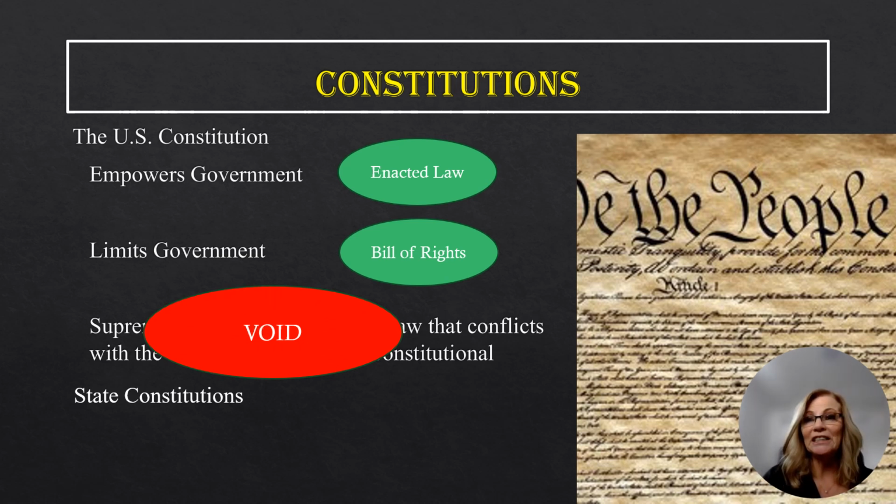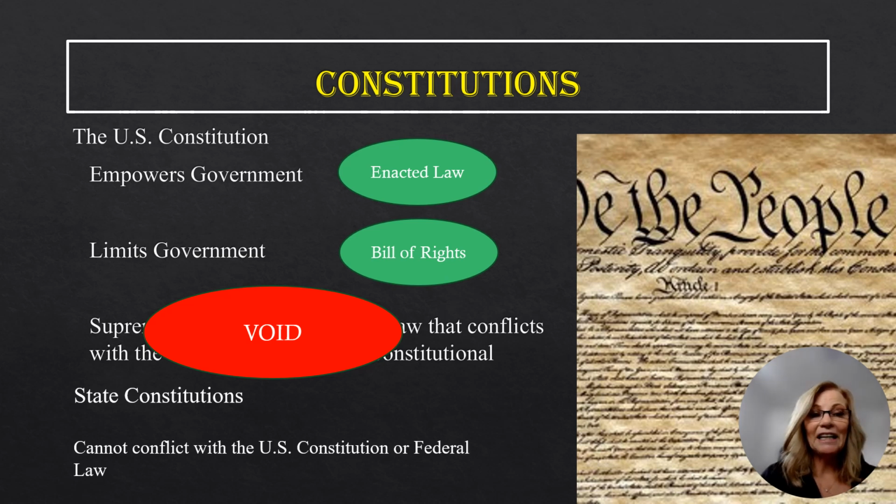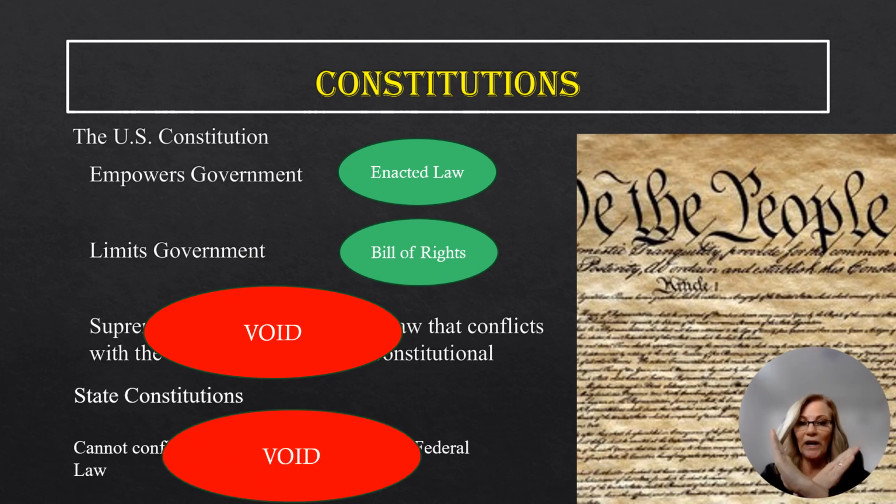State constitutions cannot conflict with the US Constitution, nor can they conflict with federal law. Remember federal supremacy. We always have to ask, does the federal government have power here? Do they already have something in place here? And if it does, the states have to adhere to it. It cannot conflict, because what if it does? It's void. Nada, never existed. So that gives us constitutions and what our constitutions are.